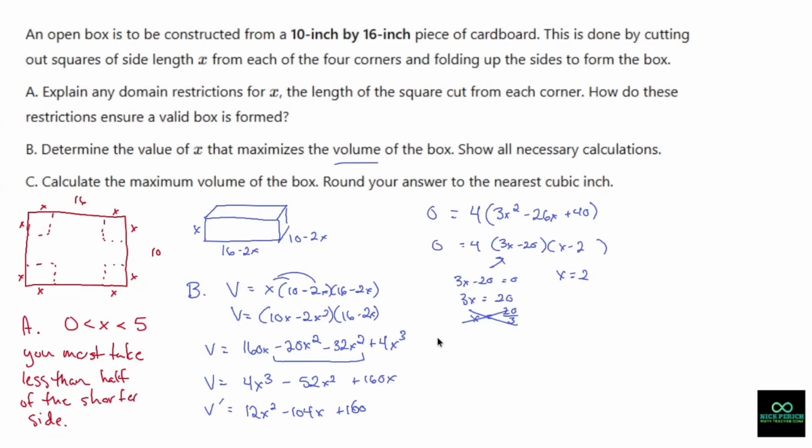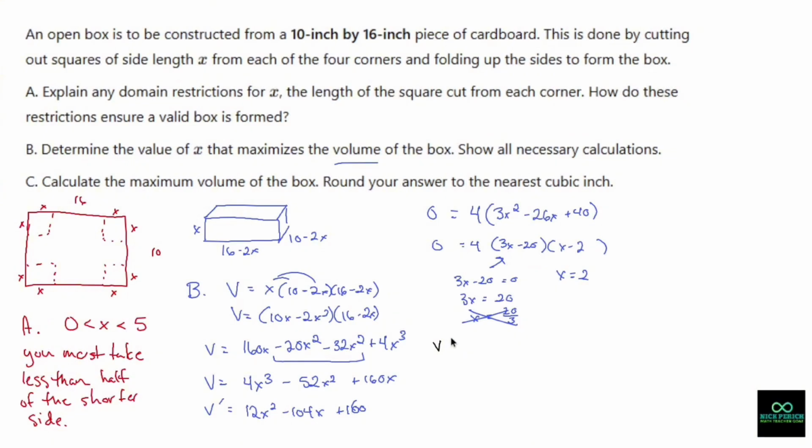You're not. So this is what I have to do. I need to take my endpoints here, and I need to take this critical point here, plug it into the original problem, and see which one of these maximizes the volume. And by doing this, it'll allow me to answer C at the same exact time. So we're going to plug in 0, we're going to plug in 5, and we're going to plug in 2 into this original volume problem. So now I can change colors. Now I feel comfortable changing colors.